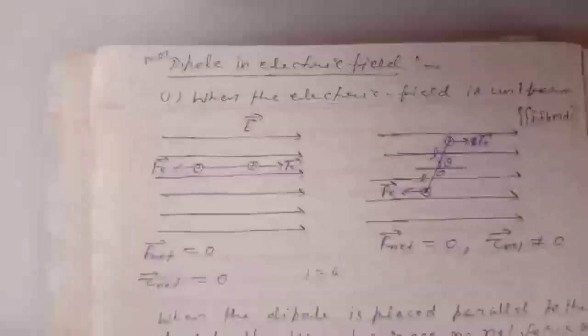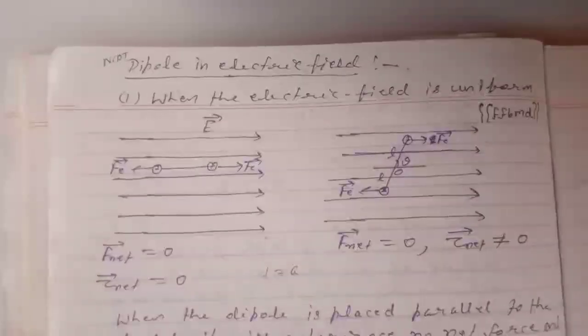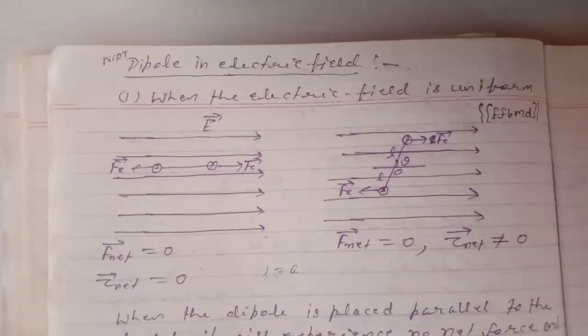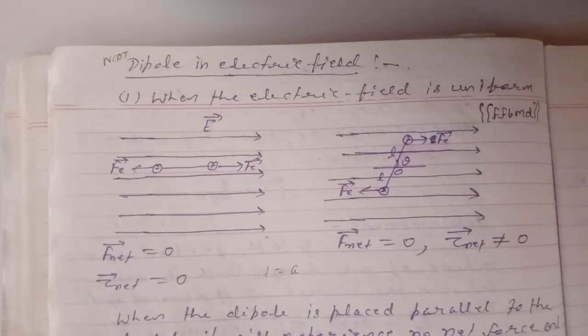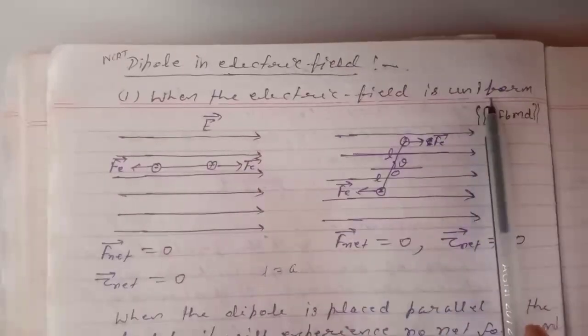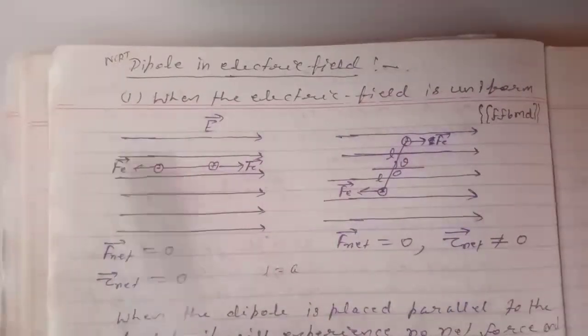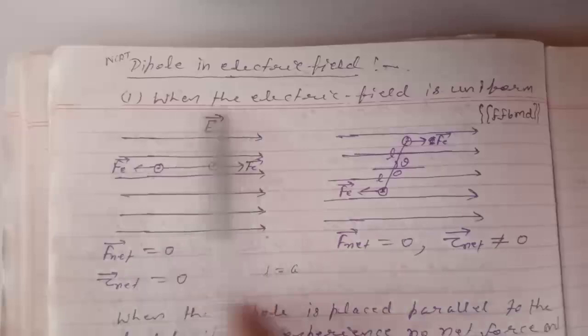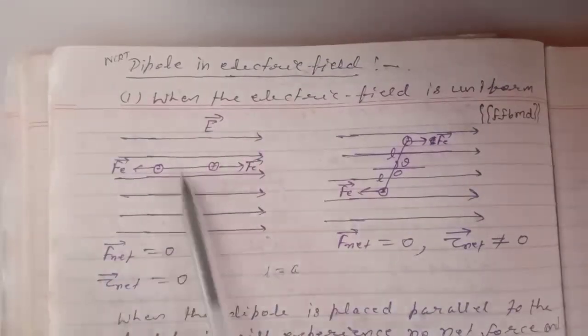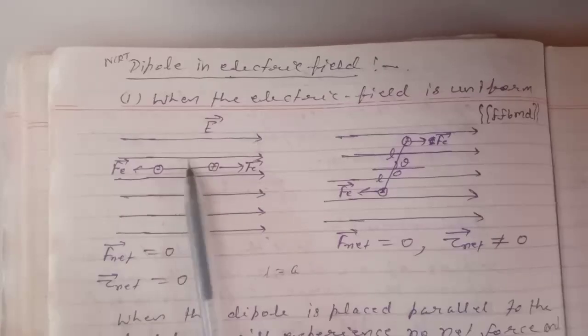Now dipole in electric field. We have to learn the effect of a dipole when it is placed in an electric field. The electric field may be uniform or non-uniform. First we see what happens when it is placed in a uniform electric field. When the electric field is uniform, it is shown by field lines. The electric field lines show that there is a uniform electric field, because the lines are equidistant.